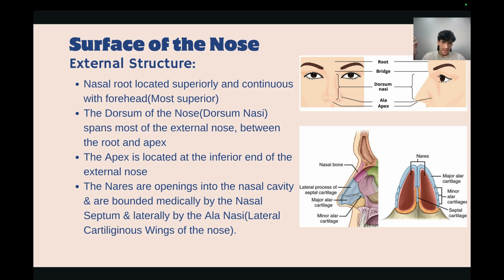The apex, self-explanatory, located at the inferior end. Now the nares, it's the opening into the nasal cavity, and it's bounded medially by the septum and laterally by the ala nasi. And speaking of, the ala are lateral cartilaginous wings.